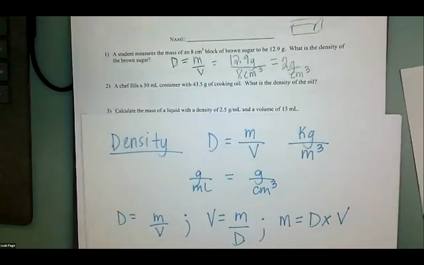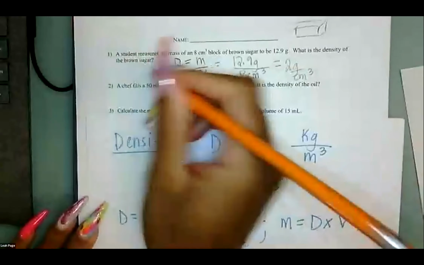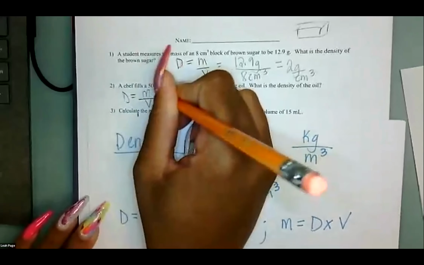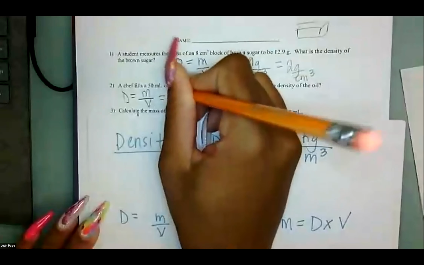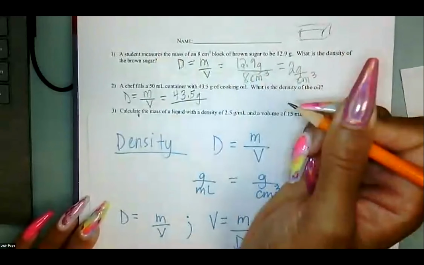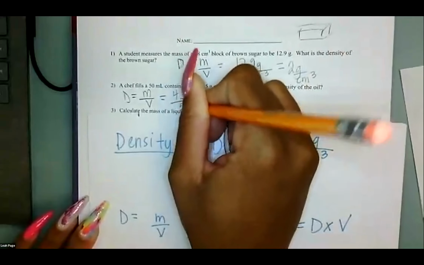A chef fills a 50 milliliter container with 43.5 grams of cooking oil. What is the density of the oil? So think about the cooking oil, if you have olive oil or vegetable oil in your cabinets. We're just trying to figure out what the density of this oil is. If we take the mass of it, once again, density equals mass divided by volume. So the mass is 43.5 grams. The volume is 50 milliliters.